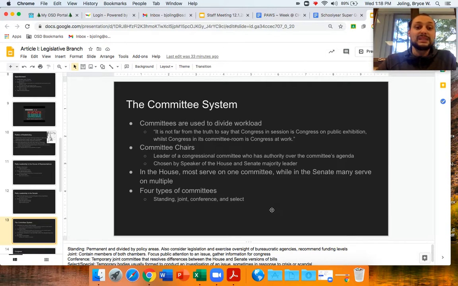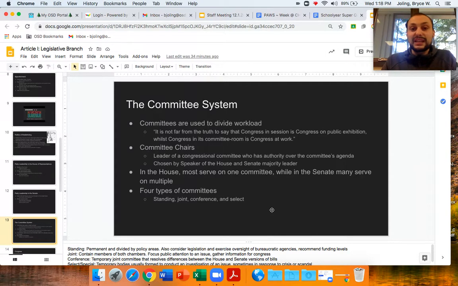So the committee system. Committees are used to divide workload. This is a quote from former President Woodrow Wilson: "It is not far from the truth to say that Congress in session is Congress on public exhibition, while Congress in its committee room is Congress at work."